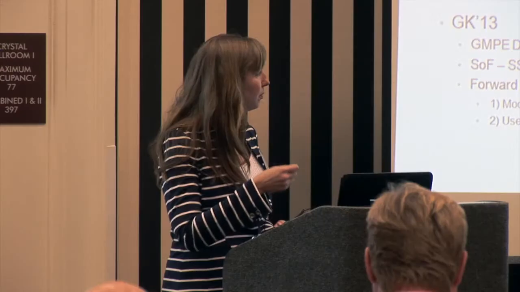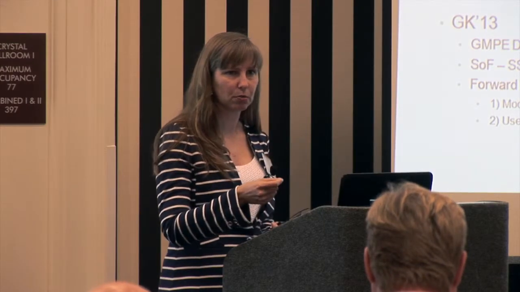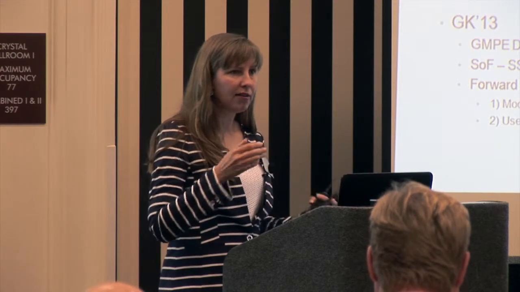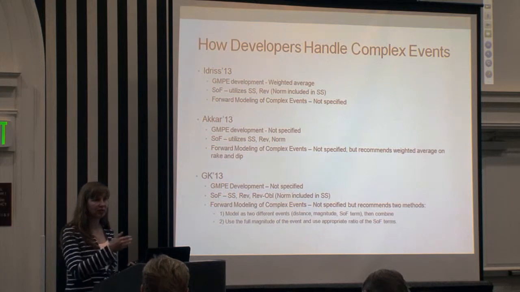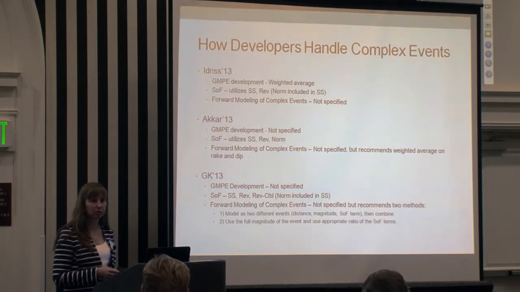For strike slip, reverse, and also for reverse oblique. So for instance, if you have half of the fault is strike slip and half of the fault is reverse, then use a 50-50 weighting on those style of faulting terms.